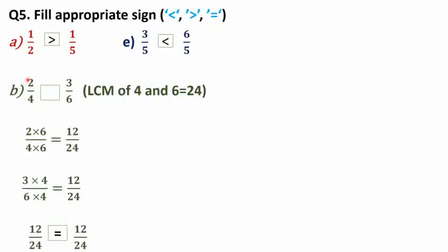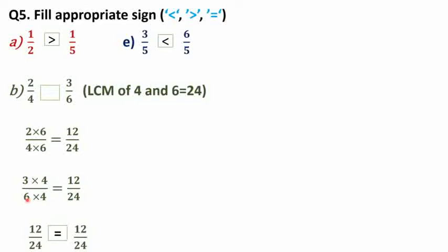The first fraction is 2 by 4. Now our LCM is 24. That means 24 will be the denominator in both of these fractions to form the equivalent fractions. What will we multiply by 4 to get 24? That is 6. So we multiply 6 in the numerator and denominator both. 2 into 6 is 12 and 4 into 6 is 24. So we get 12 by 24 in the first fraction. This is the equivalent fraction of 2 by 4. The next fraction is 3 by 6. What will we multiply by the denominator 6 to get 24?